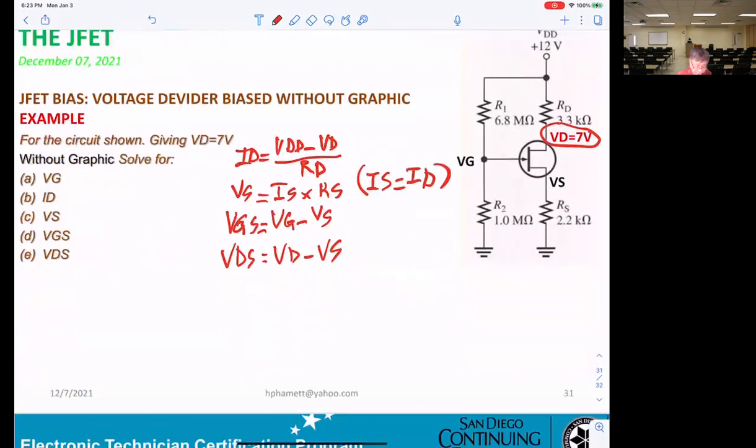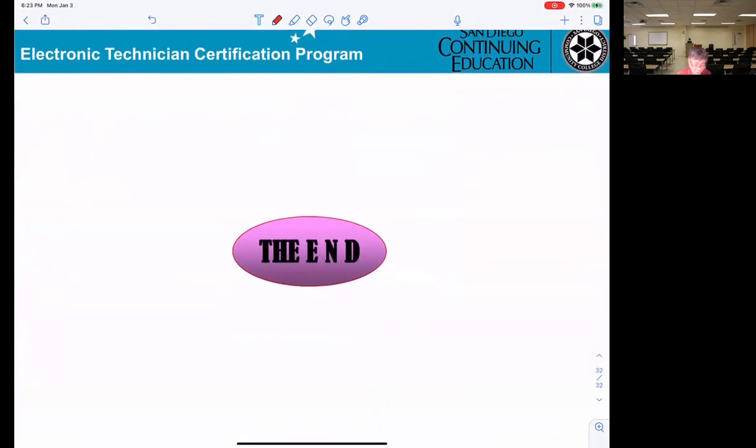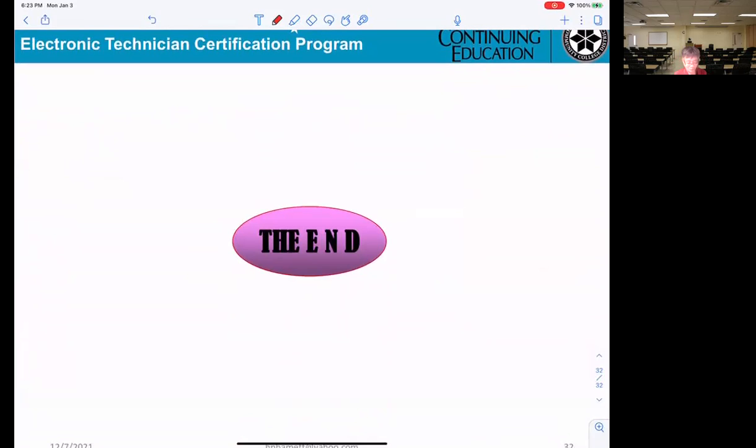Okay, any questions anymore? Otherwise, we will go into amplifiers.